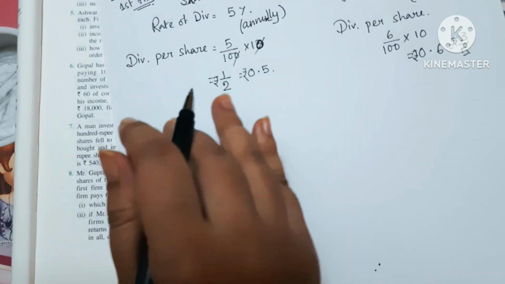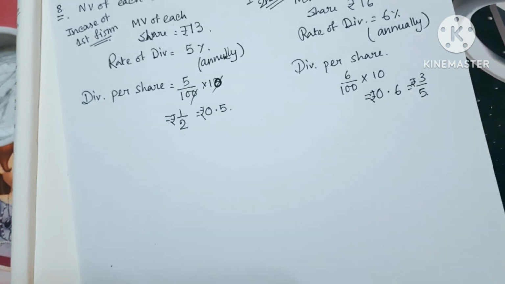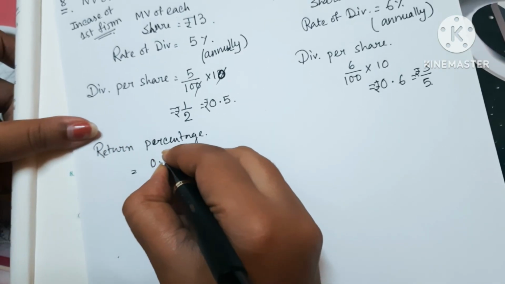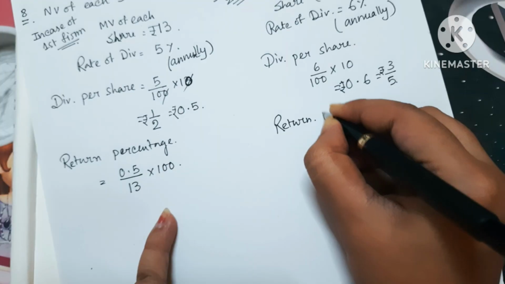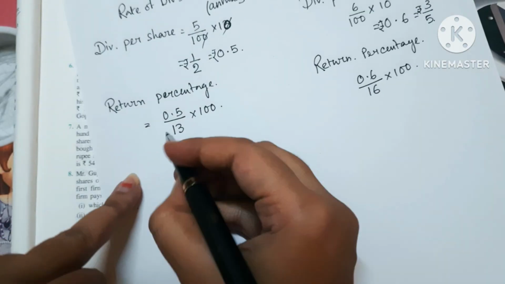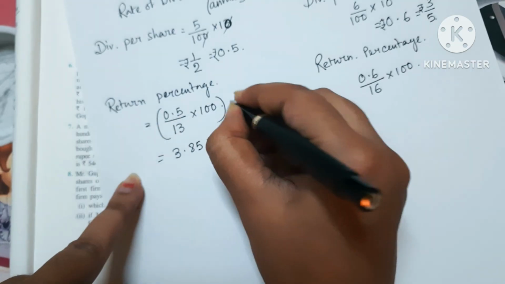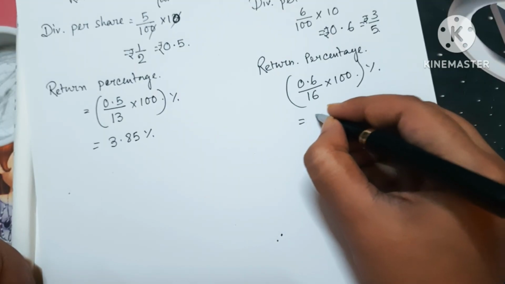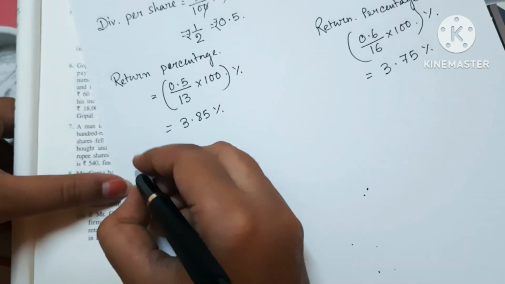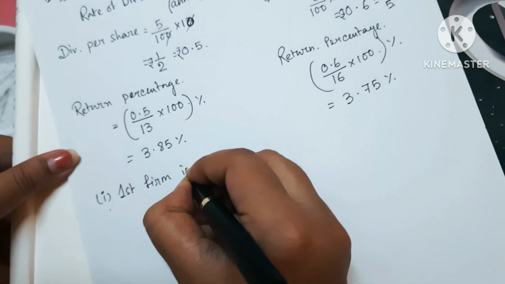Now see the question, which firm is paying better? That means you have to compare the return percentage of each share. So return percentage is 0.5 by 13 into 100, and return percentage is 0.6 by 16 into 100. If you calculate, you will get 3.85%, and 3.75%. So obviously the first one is better. The answer will be the first firm is paying better.